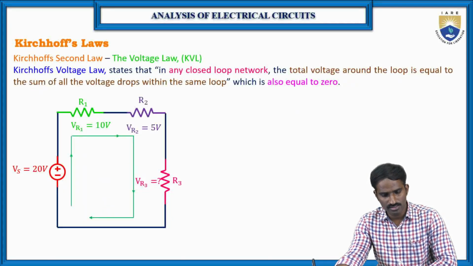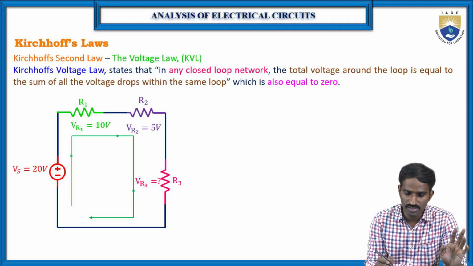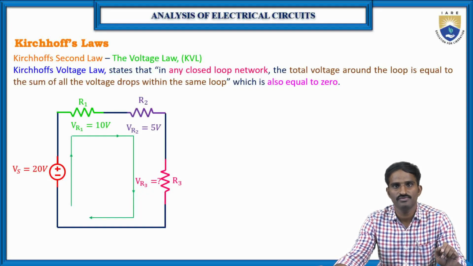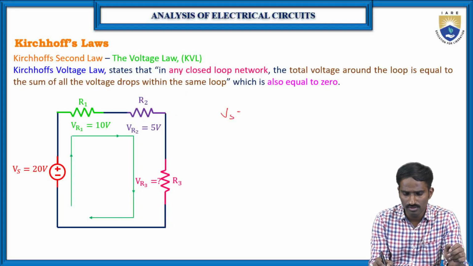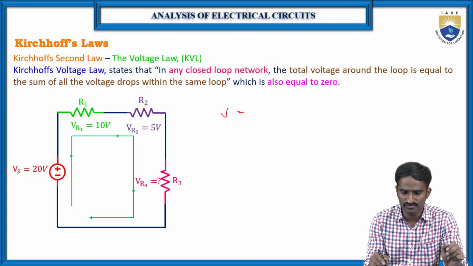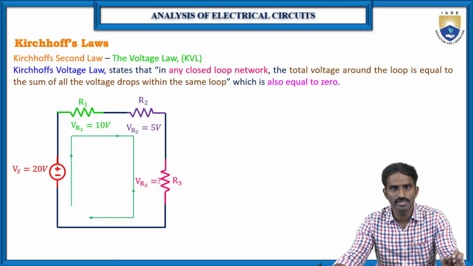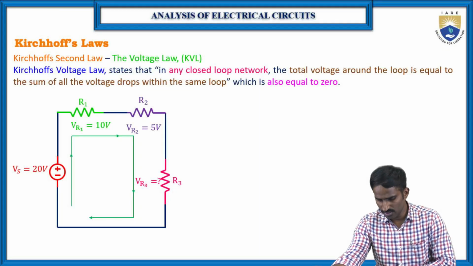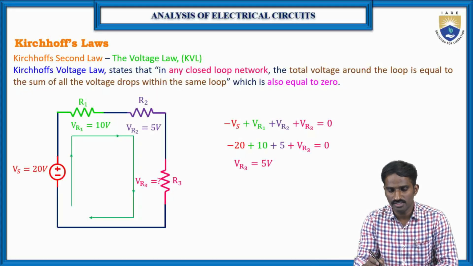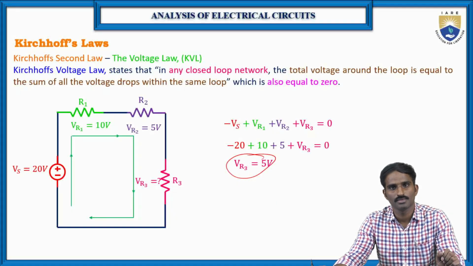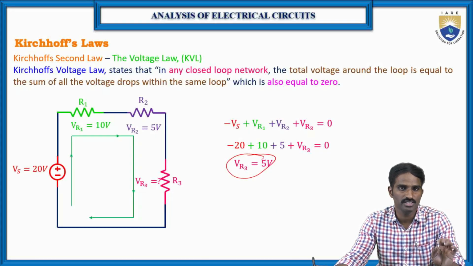Fine. Next, by using the same Kirchhoff's voltage law, find the voltage across the resistor R3, which is VR3. Again, same way, as you know, Vs is equal to VR1 plus VR2 plus VR3. Substitute all these values because we know the Vs value, VR1 and VR2. Then we can find the VR3 value. If you substitute all the values, you will get VR3 equal to 5 volts. In this way, by using Kirchhoff's voltage law, we can find the voltage across any other element.